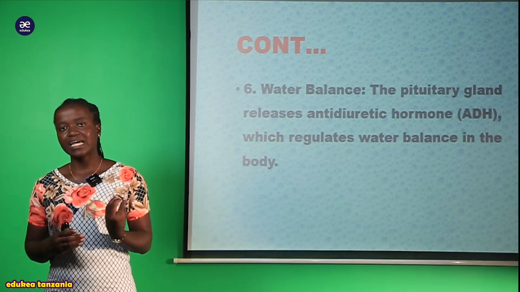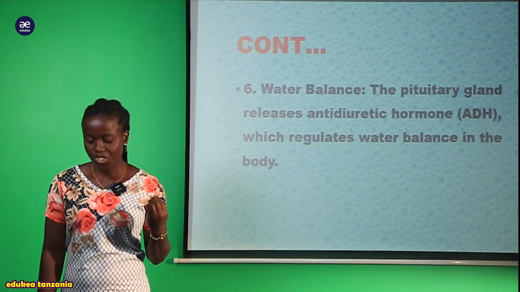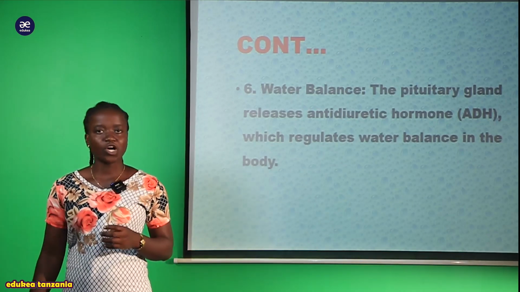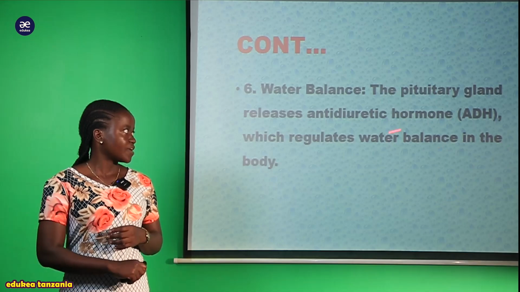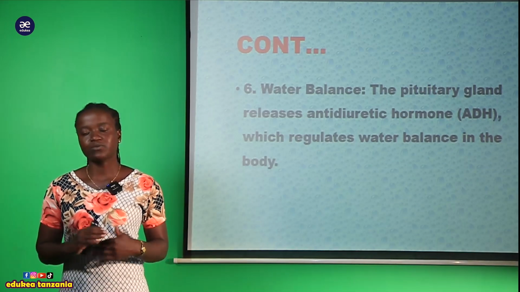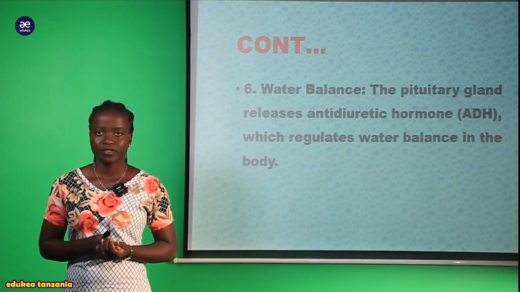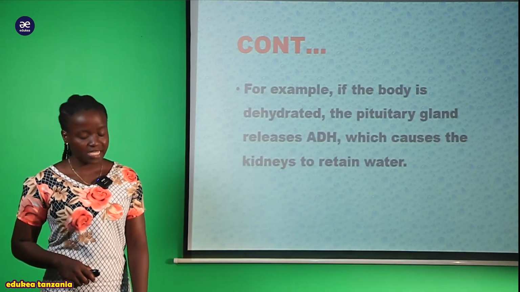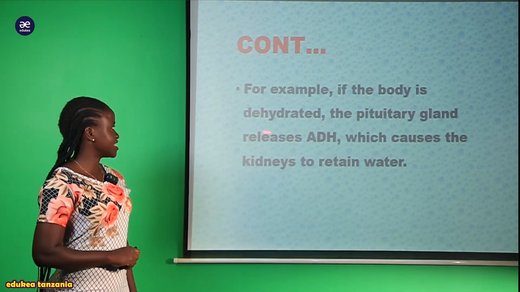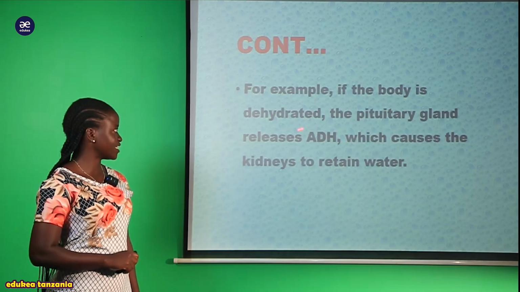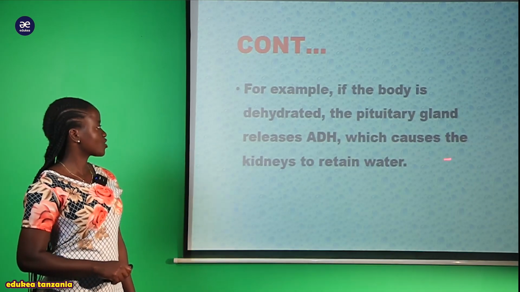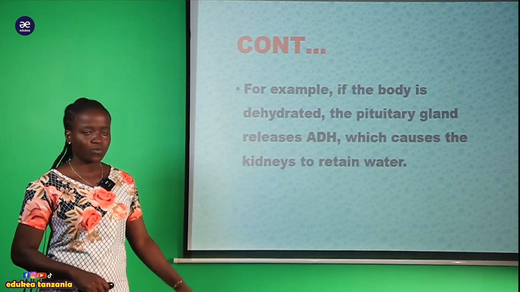Since the pituitary gland is responsible for production of the antidiuretic hormone, that is ADH, this ADH will help in regulating amount of water within the body. So a good example here, we can say that the body is dehydrated. The pituitary gland releases ADH, which causes the kidney to retain water.